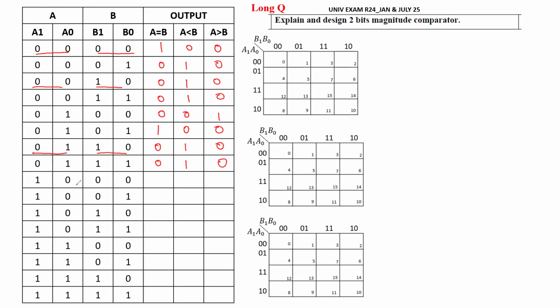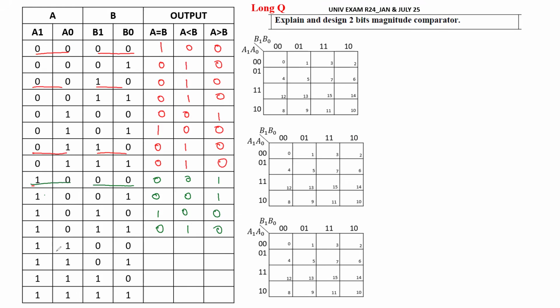Now 1, 0, 0, 0. A value is 2 and B is 0. So which one is greater? A is greater than B, right? So 1, remaining are 0. Next 1, 0, 0, 1. Again, A is greater than B. Next, what do we have? 1, 0, 1, 0 means A is equal to B. Remaining are 0. Next, 1, 0, 1, 1. So A is smaller than B.